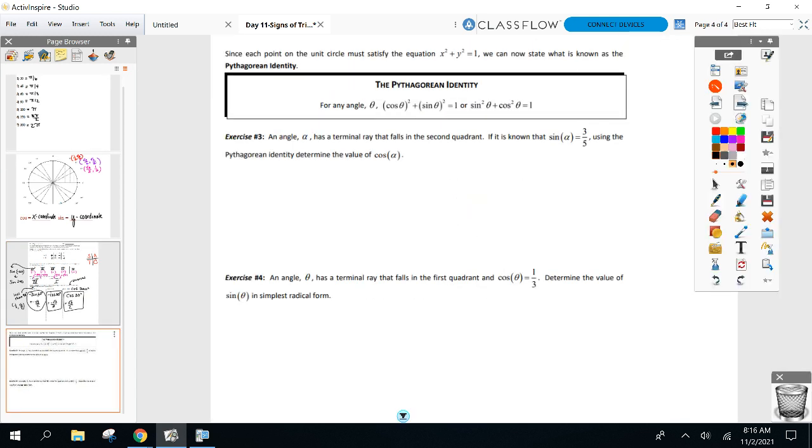All right, so that'll be on there tomorrow, and this will be on the quiz tomorrow. It's problem number 2. Using what we're going to call the Pythagorean identity. Where have you heard this word before, Pythagorean?